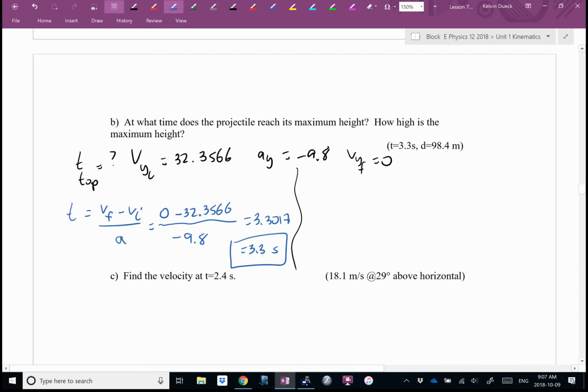What's the second thing this question is asking me to find? Height. Does the word height suggest vertical or horizontal? Oh, so let's solve this vertically. So I guess it's wanting me to find that.